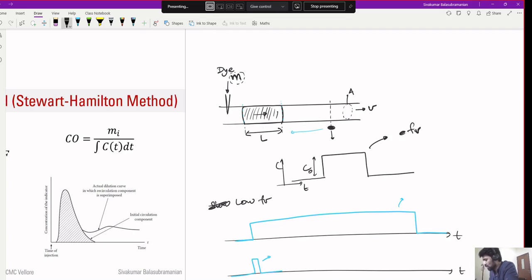Let's say the length of this bolus is L and the cross section is A, right? And the volume of this region would be simply L times A, right? Yes, sir. Somehow we have to get the L value. How will we get L? How is L related to, let's say, V, the velocity of the fluid?